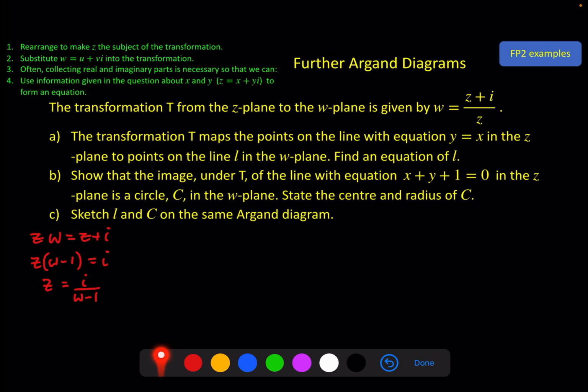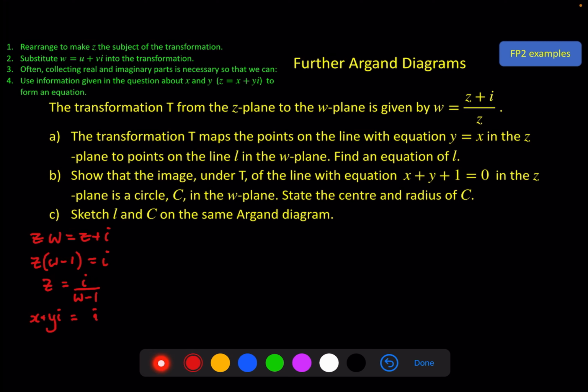So we're looking for x plus yi here, and on this side, converting w into u plus vi, and then rearranging this whole thing into one big complex number so that we can equate the real part with x, the imaginary part with y, and then use the fact that y must equal x.